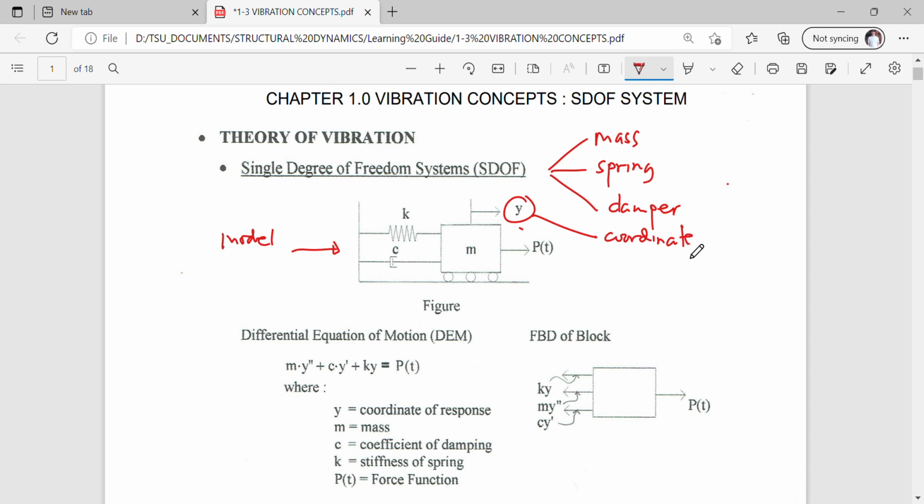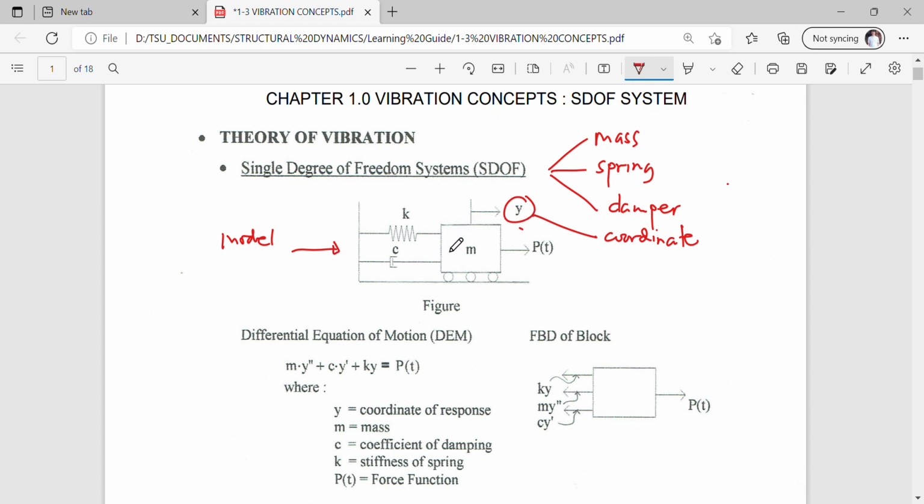a single degree of freedom system simply represents a movement along this direction. That's why it's called a single degree of freedom. The direction of motion is limited to only one direction, which is the positive and the negative direction of this y coordinate or y axis.